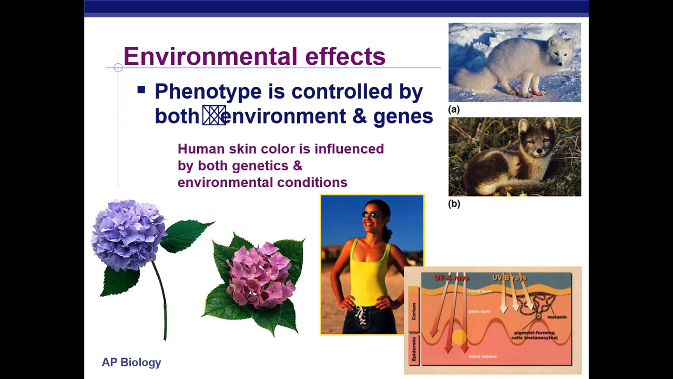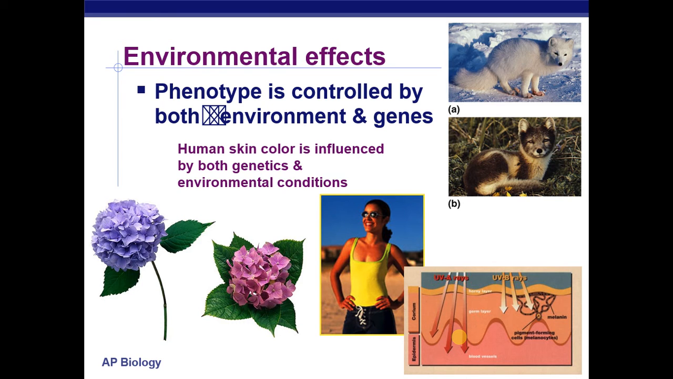A lot of traits are controlled by not only genes but also the environment. Okay, so human skin color, for example, is also influenced by both genetics and environmental conditions. So it's kind of like what we call a multifactorial trait.